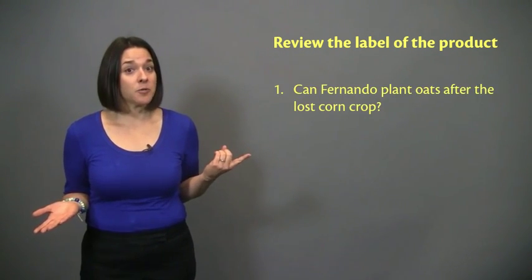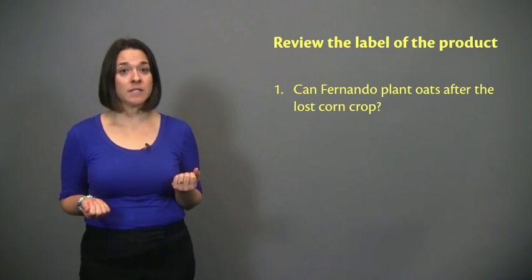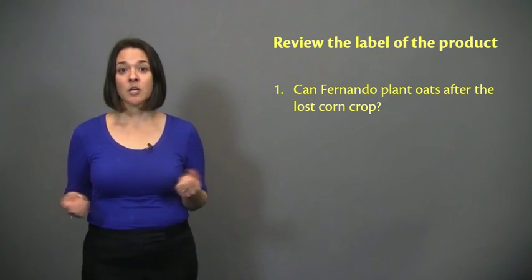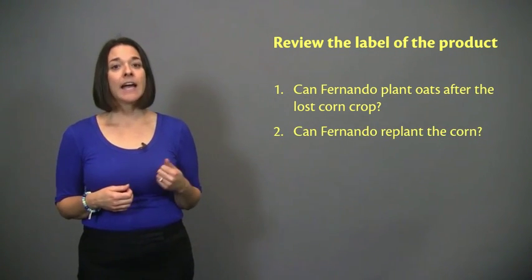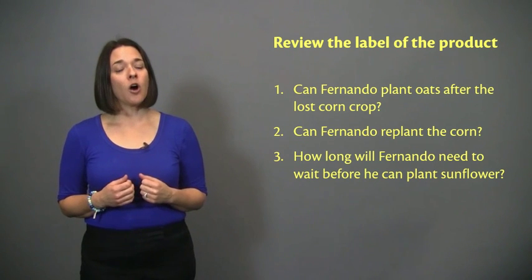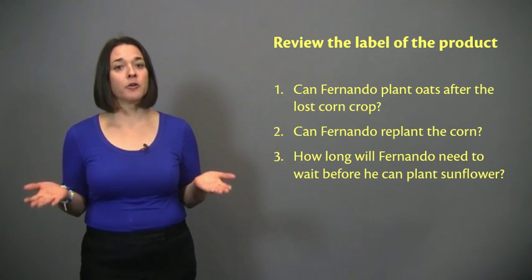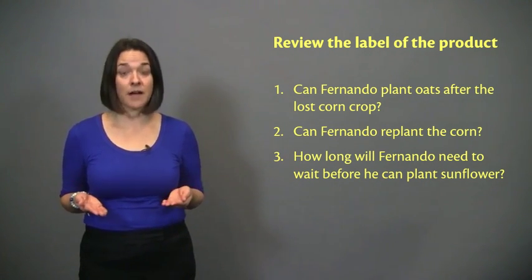1. Can Fernando proceed with his plan to plant oats after the lost corn crop? 2. Can Fernando replant the corn? And 3. How long will Fernando need to wait before he can safely plant sunflowers?